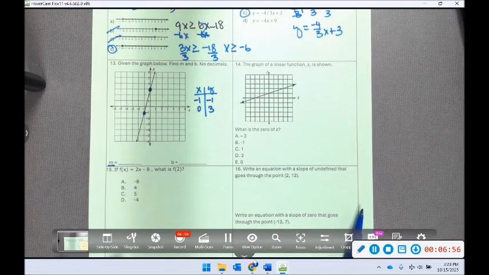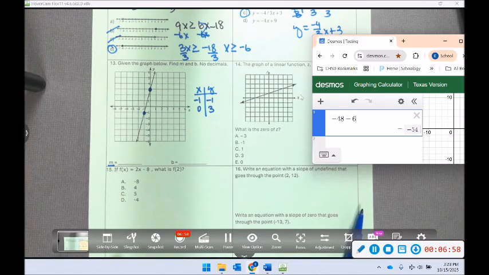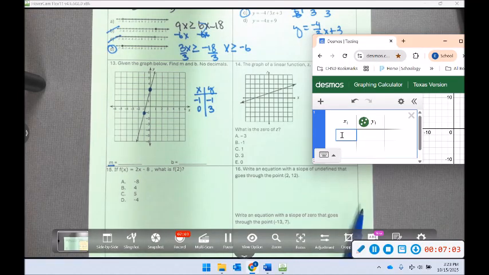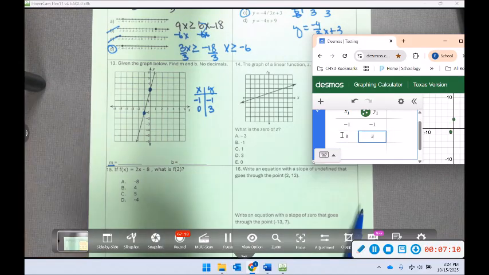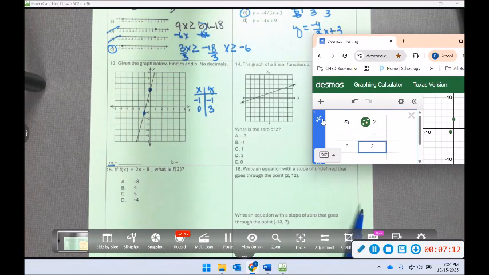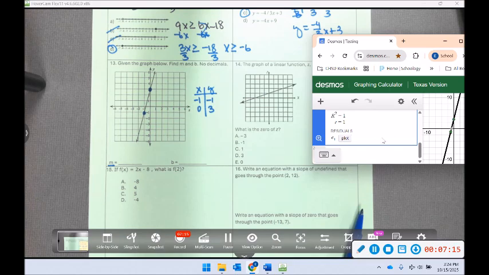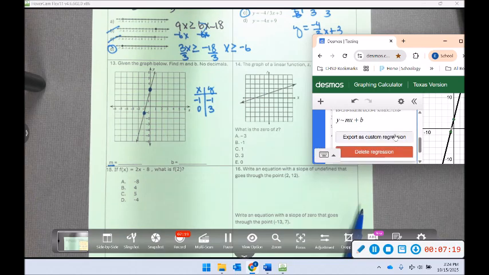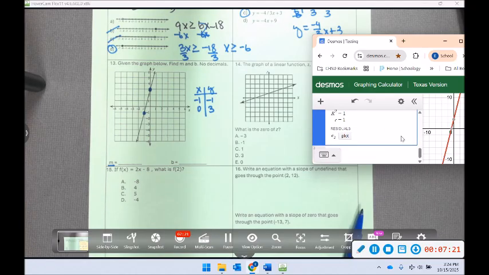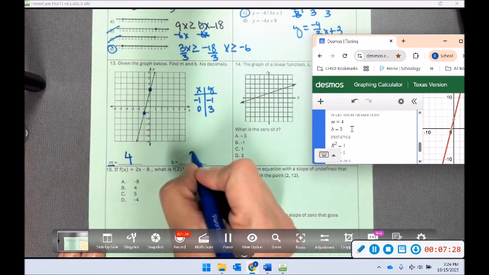I'll show you both. So if you're using your Desmos, once you have 2 points, you do plus sign table, and you go type in the point. So we have negative 1, negative 1, and then we have 0, 3, and you click that little dude up here, and we're going to export it. It's going to tell you what your m and your b both are. So it tells me right here, my m is 4, my b is 3.